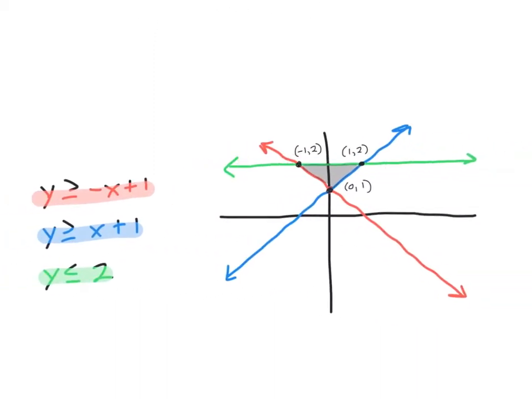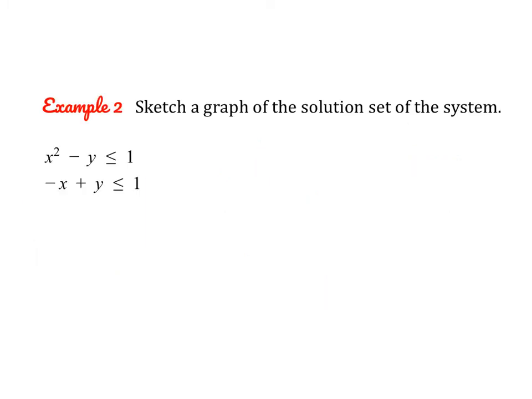So if we're shading below the green and above the red and blue, this little triangular area is going to be our solution set, and then we have the three coordinates. All right, let's try another one.